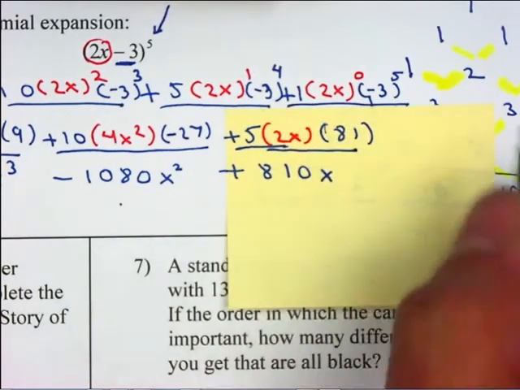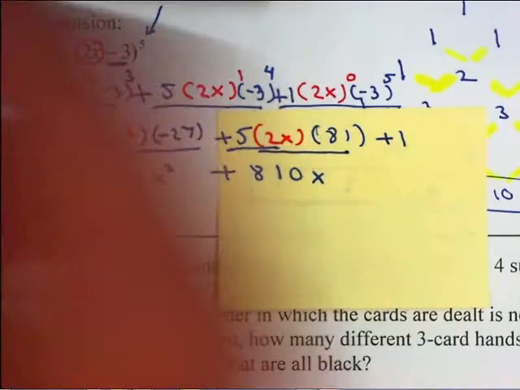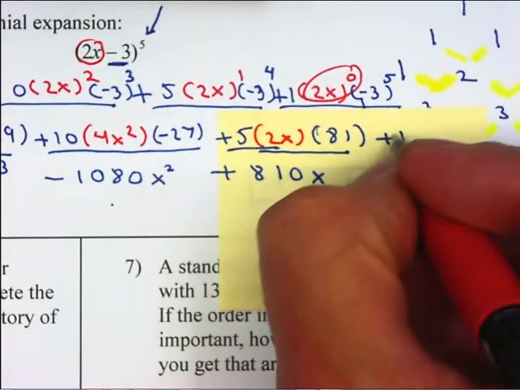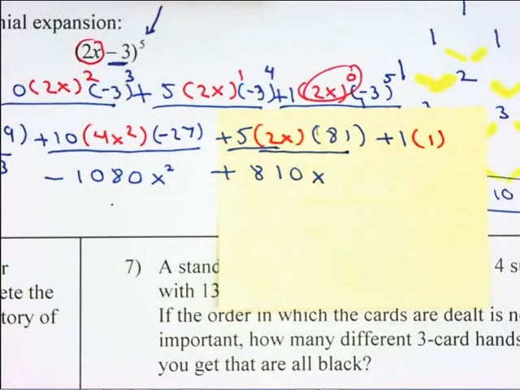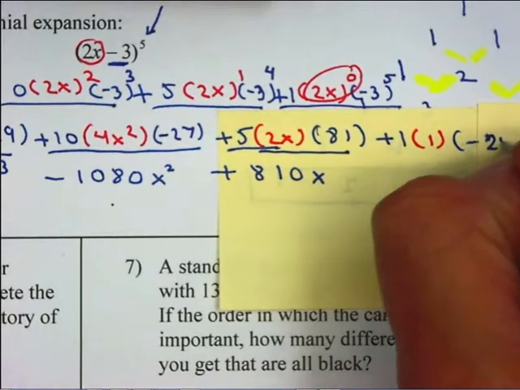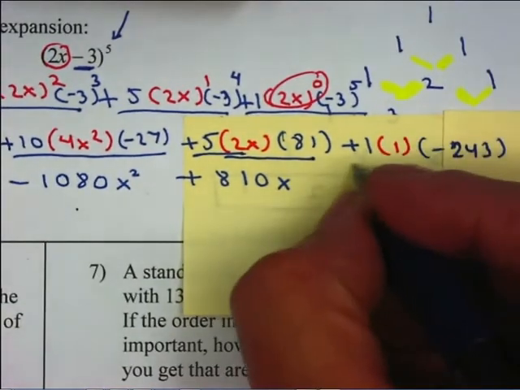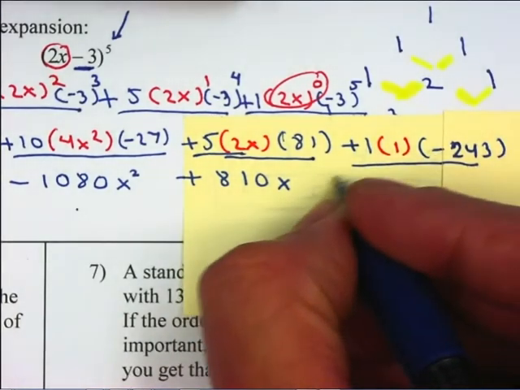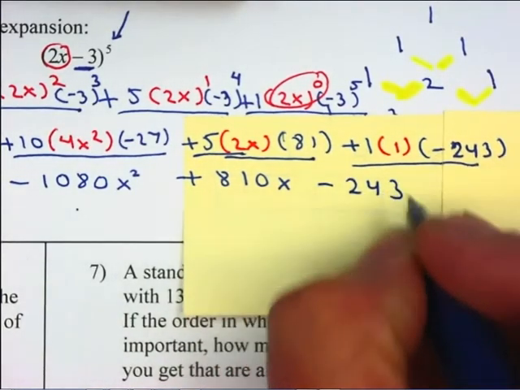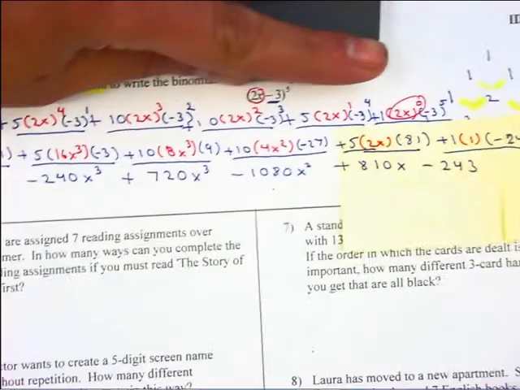Last, I'm going to simplify the last term. So it gives me positive 1. 2x to the 0. Remember, anything to the 0 power will give you 1. And negative 3 to the fifth power will be negative 3 times negative 3 times negative 3 times negative 3, which will be negative 243. Multiply all three numbers together, so it gives you negative 243. And that will be your answer. This will be your binomial expansion.